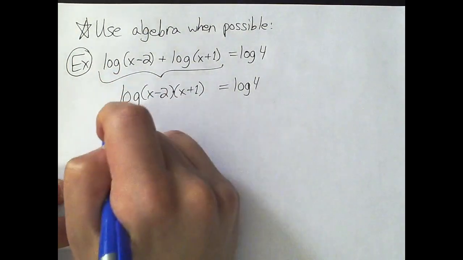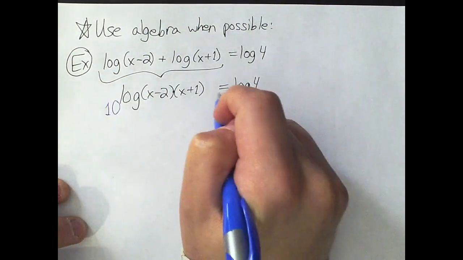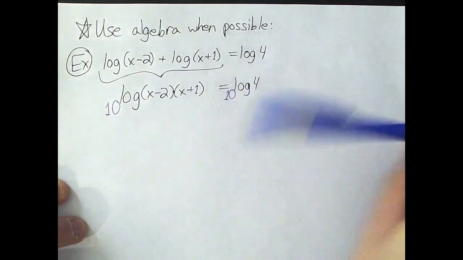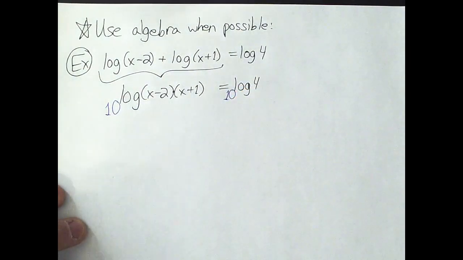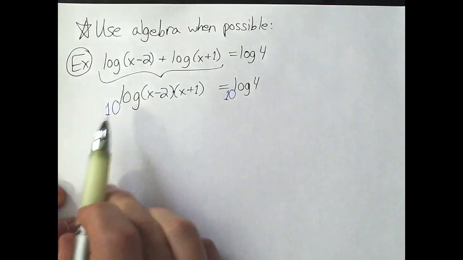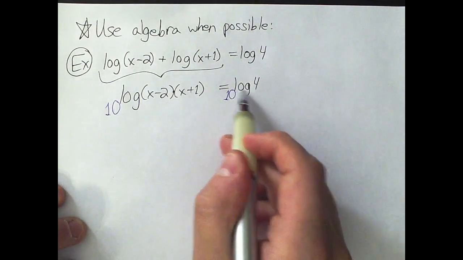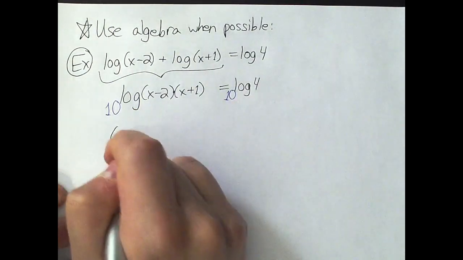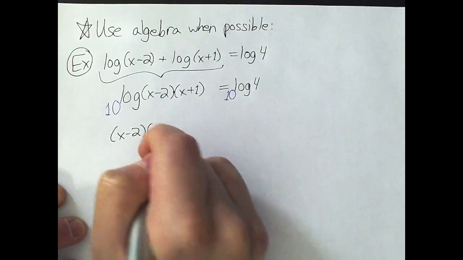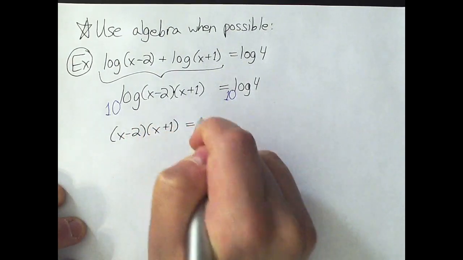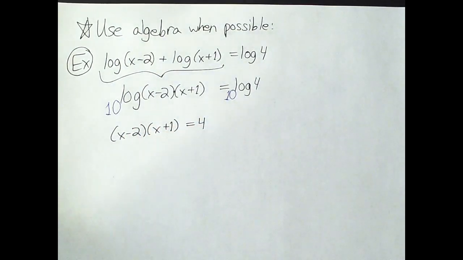Watch this. I'm just going to write 10s. 10 to this, 10 to this. That's not how I originally did it in my notes, but let's just try this and see what happens. 10 raised to the log base 10 cancels out. That leaves us with x minus 2, x plus 1 equals 4. Okay, let's try to work with it from here.